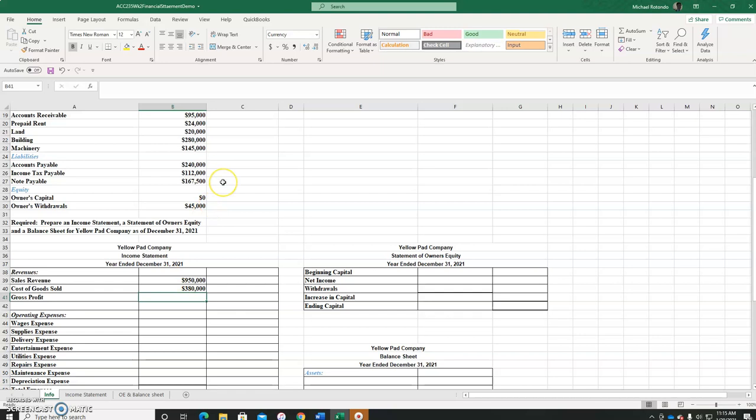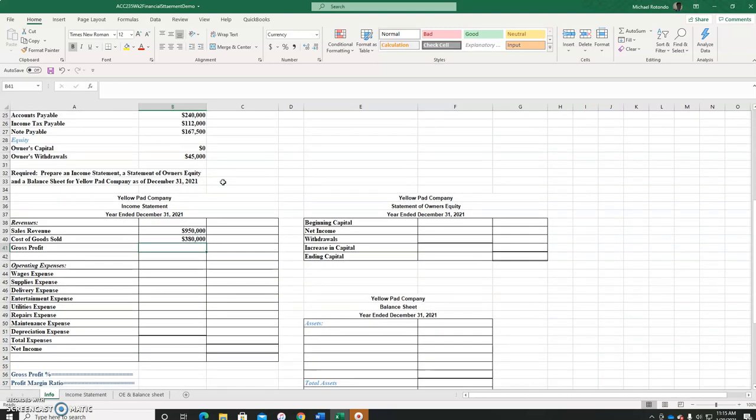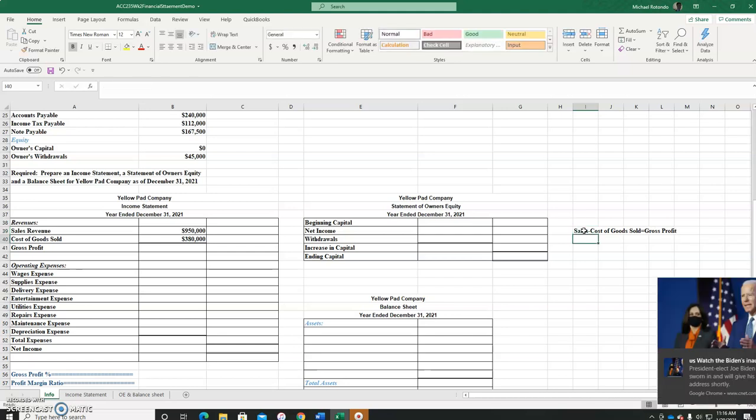So one of the things any merchandiser would want to know is, how much did I earn just from selling my product? Okay, because that's my primary revenue. So I want this intermediate step to say, okay, what did I earn just selling my product? That's called gross profit. Okay, so sales minus cost of goods sold is called gross profit. Okay, gross profit.